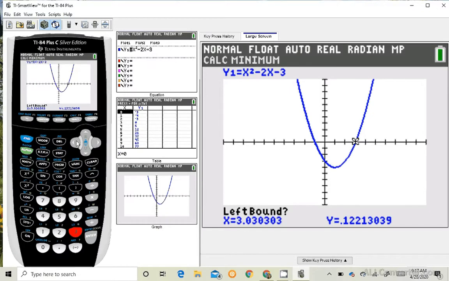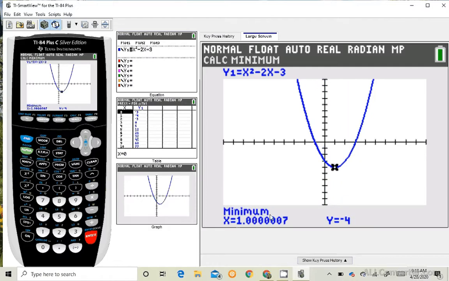And just like with the zeros, it wants to know the left side of where I think it is. Well, if the vertex is right there, so there's my left side of that. And then it wants to know the right side, so I'm just going to arrow my little cursor over to the right side of that, hit enter, and it creates a channel again. And it's going to find the lowest output value of our function within this channel, essentially. When it says guess, I don't need to do that. I just need to hit enter, and it'll find it.